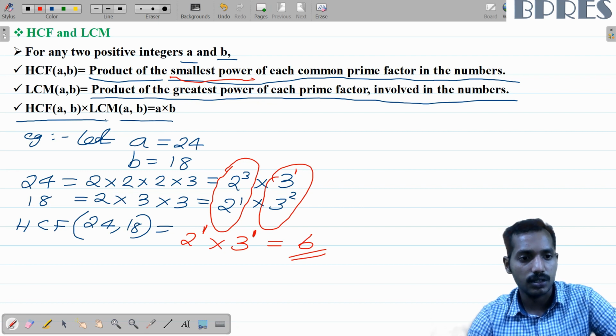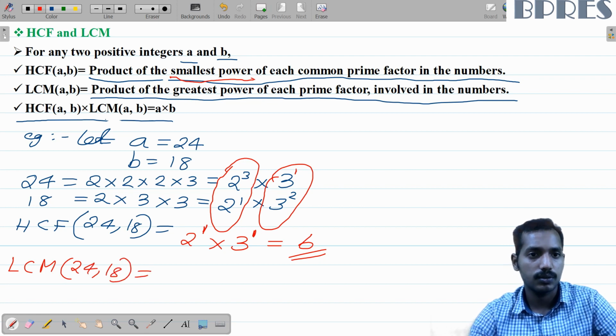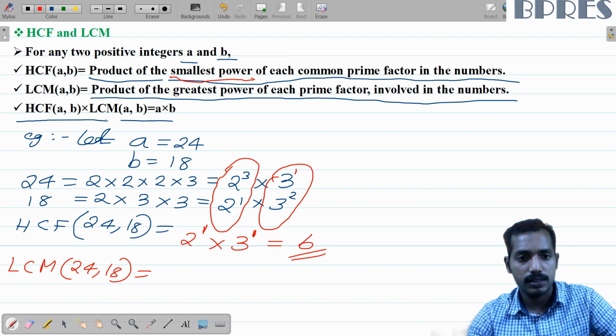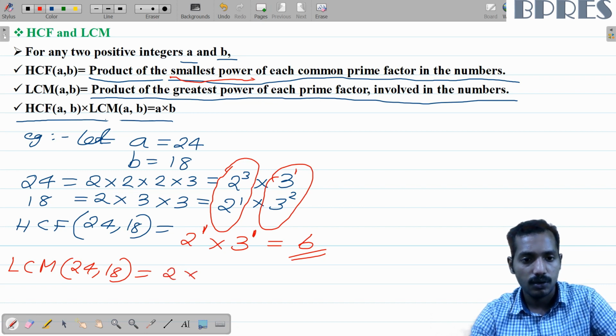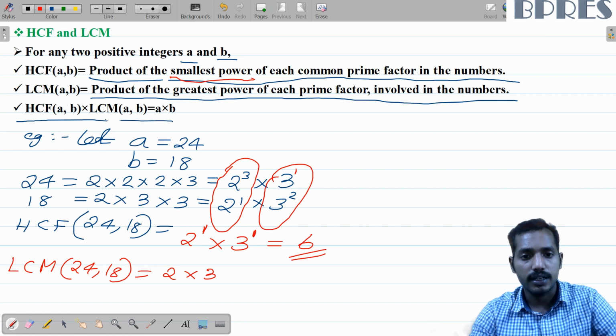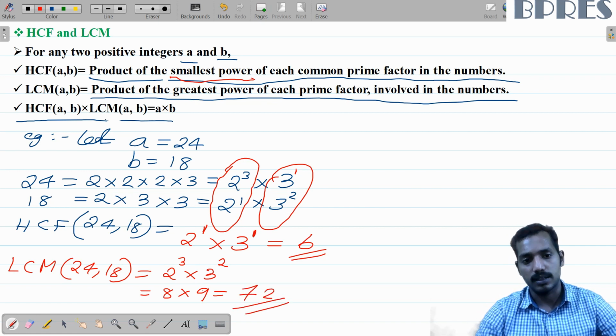Similarly, according to the definition of LCM, the LCM of 24 and 18 is equal to the product of the greatest power of each prime factor. Here the prime factors are 2 and 3. The greatest power of 2 is 2 cube and the greatest power of 3 is 3 square. So it is equal to 8 into 3 square, and 3 square is 9, which gives 72. So this is the LCM.